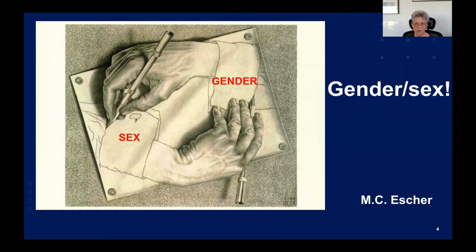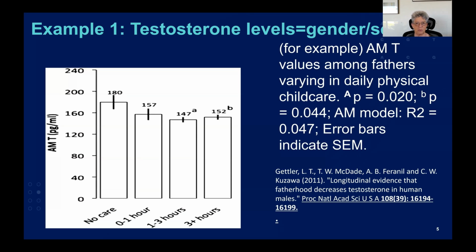Most of the time, the phenomena that we study are neither pure sex nor pure gender and can best be understood using this image from M.C. Escher, in which the two hands continuously write or draw one another. So it's best to think about how those interactions and those reconstructions are going on in real time as we design our experiments. Let me give you two examples.